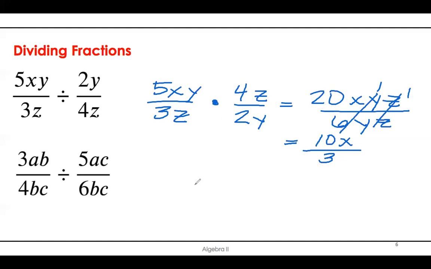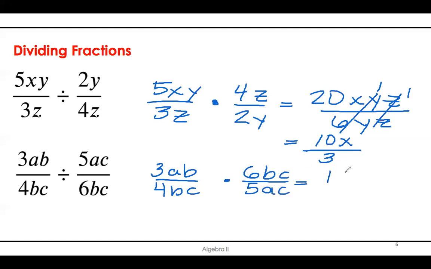All right, let's do the next one. So again, keep the first fraction, 3ab over 4bc, and then multiply by the reciprocal of the second one, so 6bc over 5ac. So 6 times 3 is 18. I have an a, 2 b's, and a c in the numerator. 4 times 5 is 20. I have an a, a b, and 2 c's in the denominator.